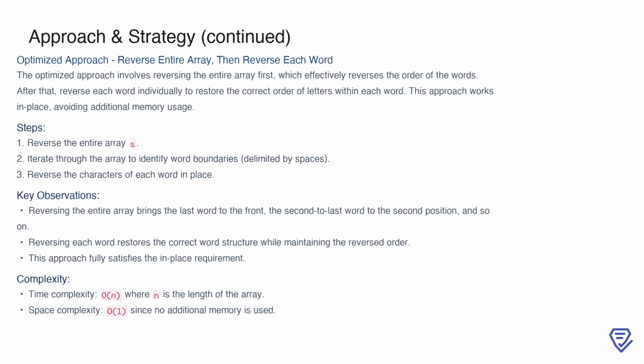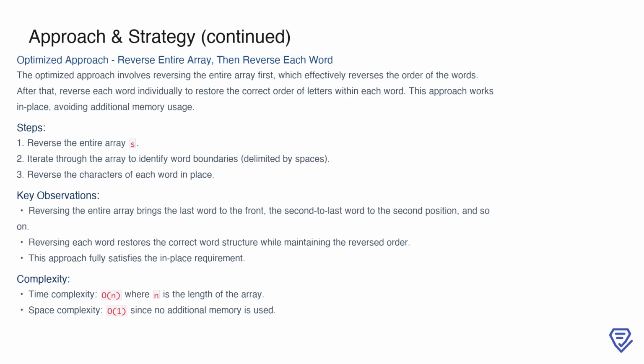Now, let's consider a more optimized approach that adheres to the in-place requirement. Instead of working with individual words right away, we reverse the entire array first. This step effectively rearranges the order of words, bringing the last word to the front, the second to last word to the second position, and so on.